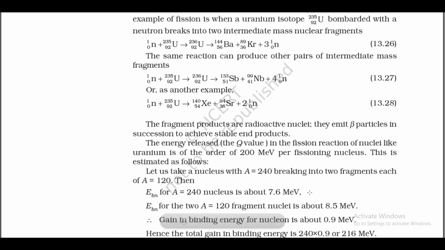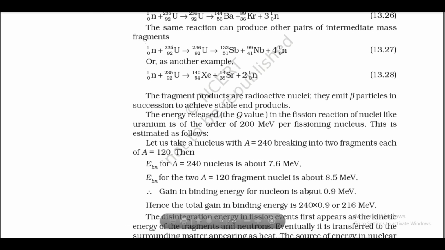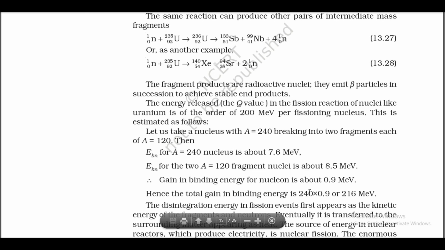0n1 + 92U235 gives 92U236 gives 51Sb133 + 41Nb99 + 4 0n1, or as another example, 0n1 + 92U235 gives 54Xe140 + 38Sr94 + 2 0n1. The fragments produced are radioactive nuclei. They emit beta particles in succession to achieve stable end products.